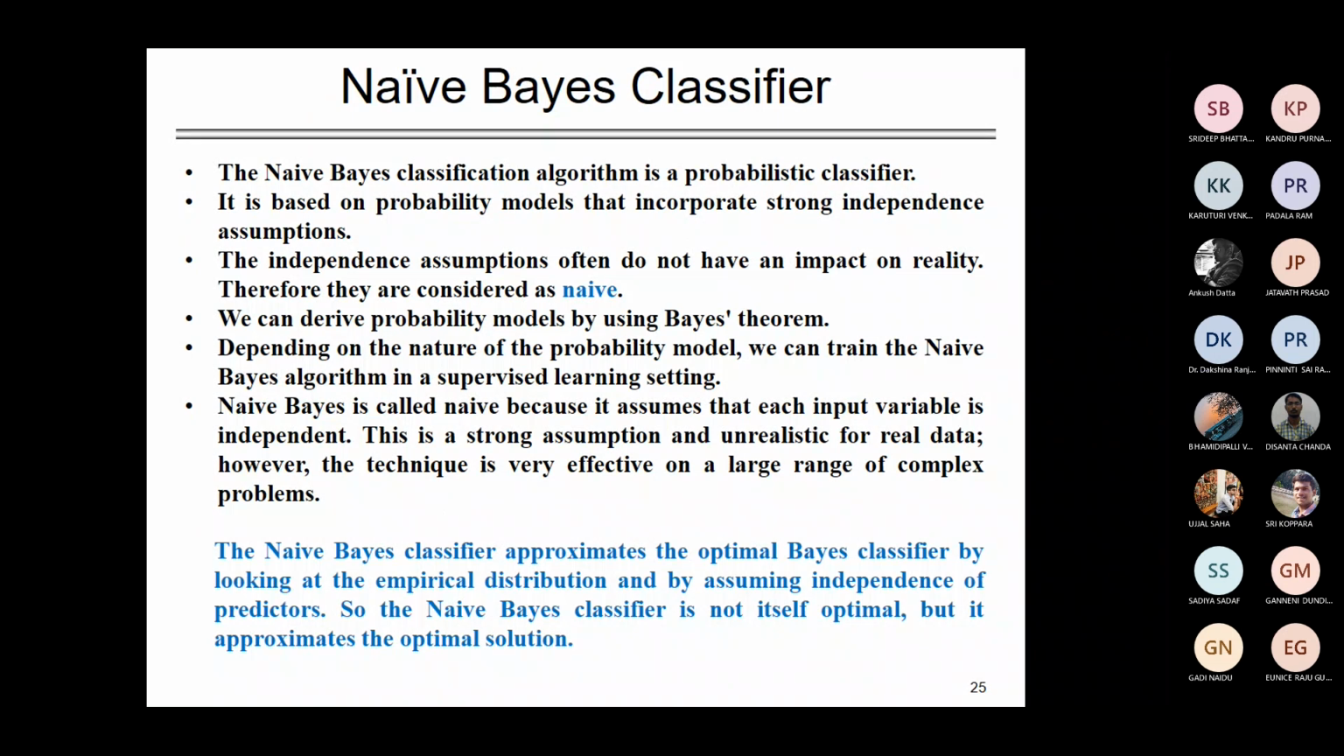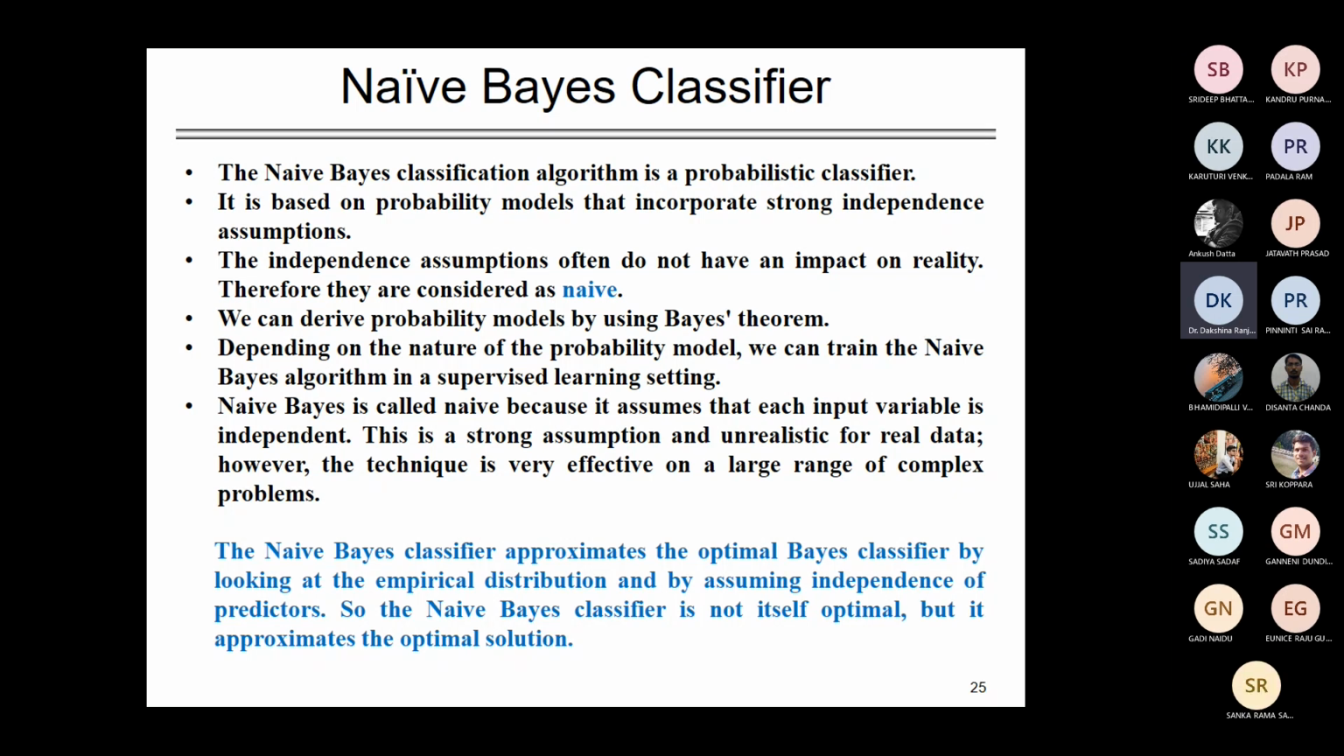What we know about the naive Bayes classifier is that the naive Bayes classification algorithm is a probabilistic classifier. It exploits the properties of the Bayes classifier. It is based on probability models that incorporate strong independence assumptions. The independence assumptions do not have an impact on real data. Therefore, they are considered naive. We can derive probability models by using Bayes theorem, so we can use the Bayes theorem to derive the probability models for the naive Bayes classifier.